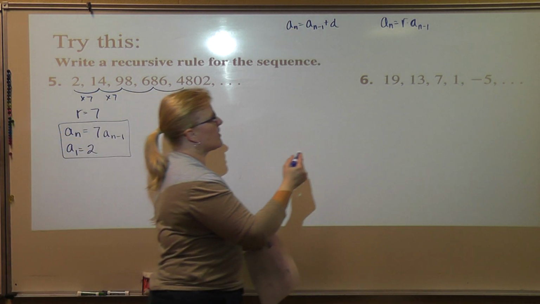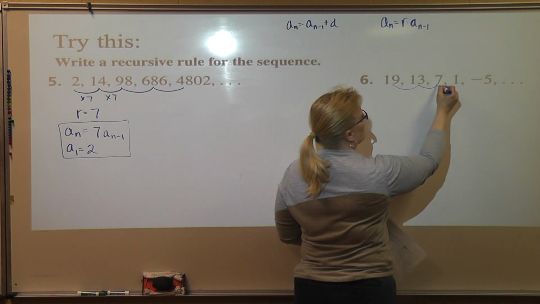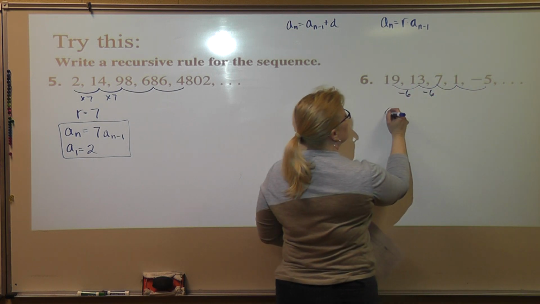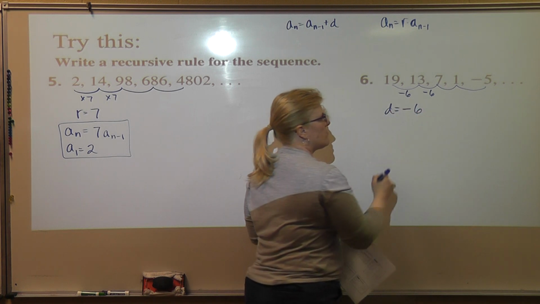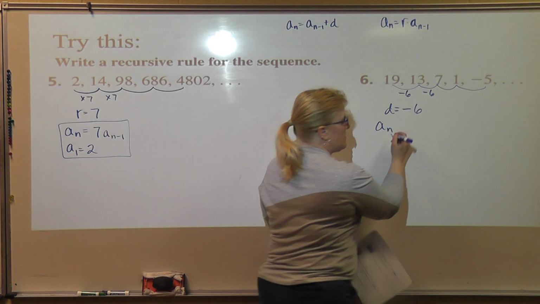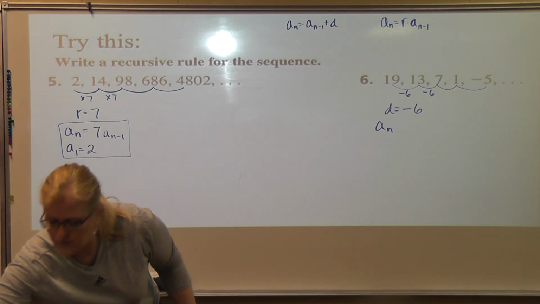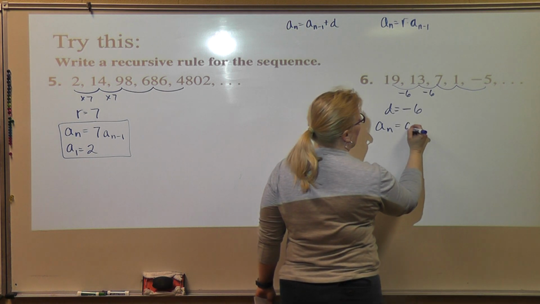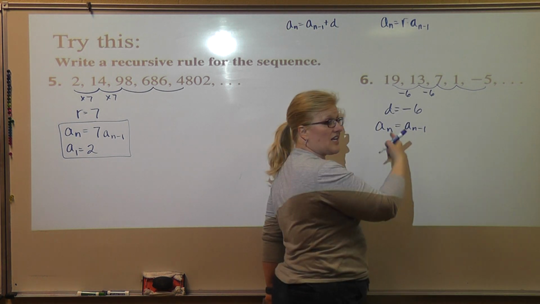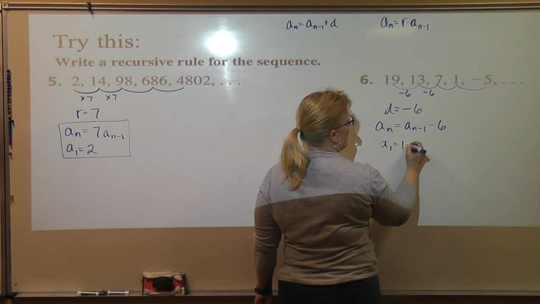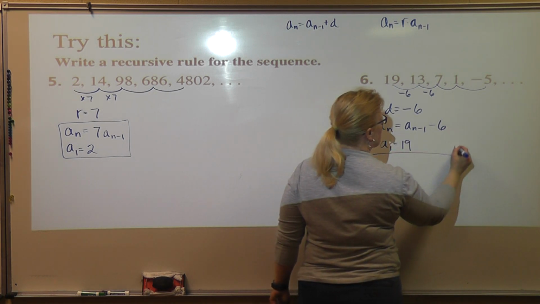Okay, over here, what's happening with each one of these is we're subtracting 6. So d is negative 6. So I have a sub n equals a sub n minus 1 plus d, or minus 6, and a sub 1 is 19. That's where I'm starting.